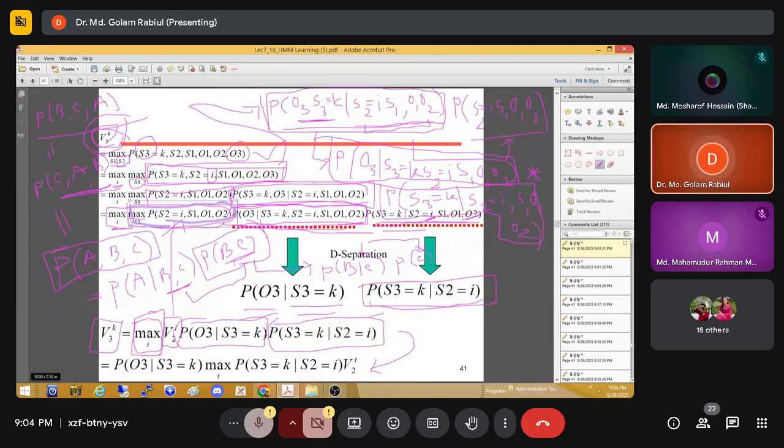So maximization over I. I is the variable here. But in the probability of observation 3 given state 3 equal K, there is no I. So we can put this one outside of the maximization. And then the problem is max over I of the probability of S3 equal K given S2 equal I, times V2 of I. So V3 of K equals the probability of observation 3 given S3 equal K, times max over I of the probability of S3 equal K given S2 equal I, and V2 of I.